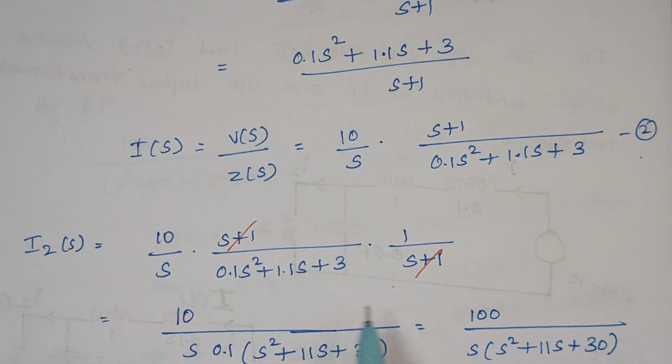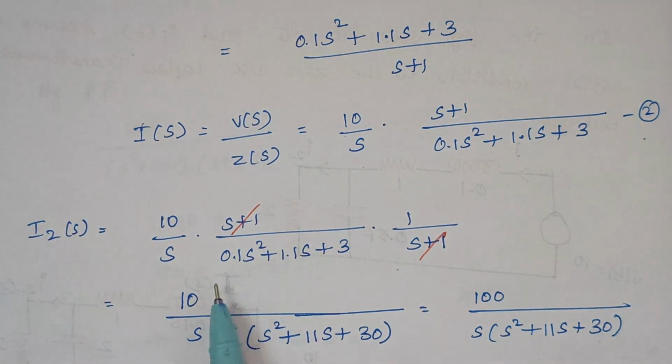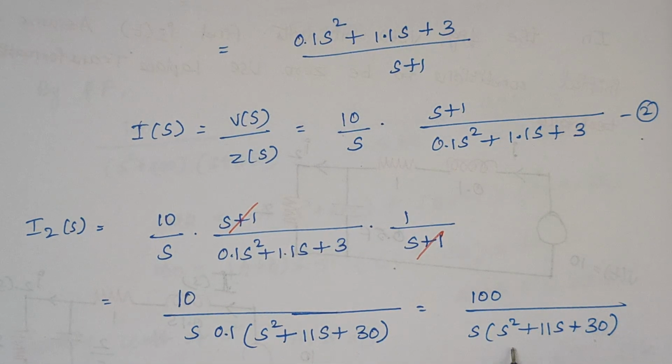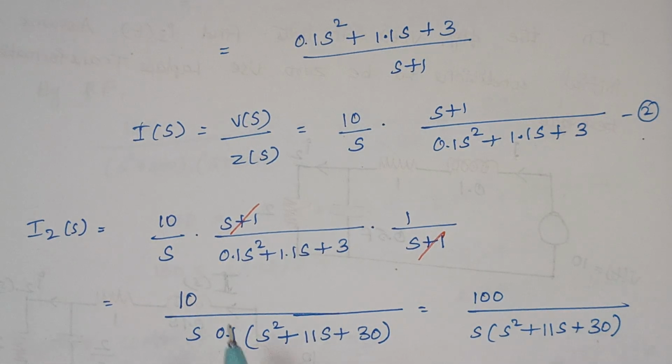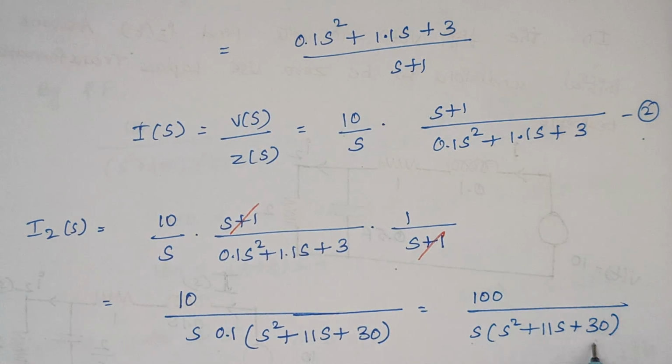So, after substituting and simplifying, again how to simplify? The same thing. Here, I am taking this 0.1 outside. When you take this 0.1 outside, this is how your expression gets modified. That is 10 by 0.1 becomes 100 here. So, this is your expression.